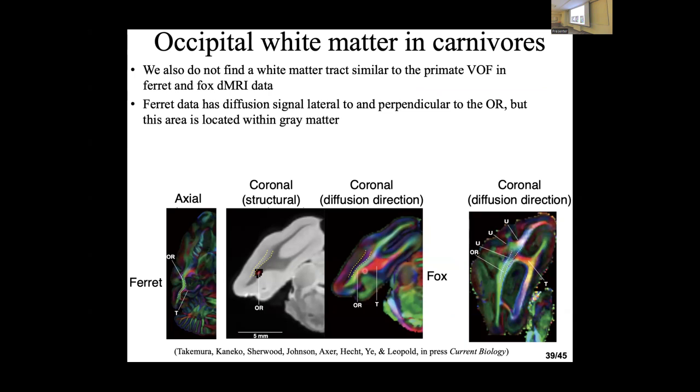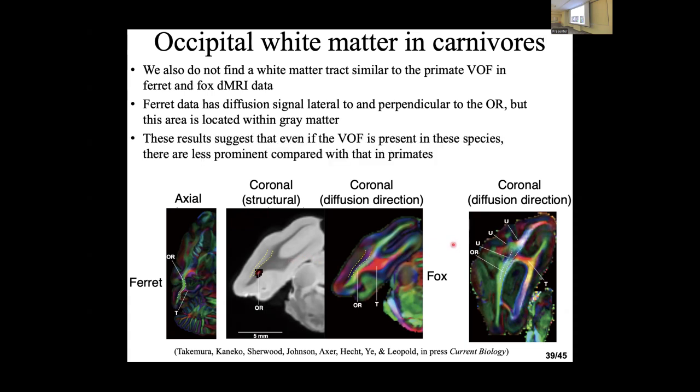in the ferret, which is slightly confusing. But our observation is that this colored area connecting in the dorsal to ventral orientation seems to fall within more gray matter territory. So it's possible that a similar connection may be prevalent, but follows as a horizontal connection in the gray matter. That's a speculation. But overall, in the fox data, we also don't see a clear sign of the BOF. This suggests that even if those pathways are present, they are less prominent compared to primates.